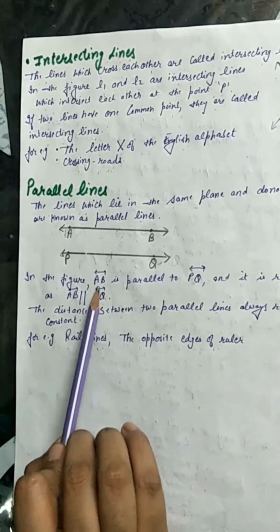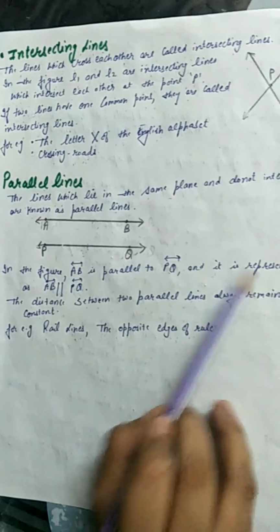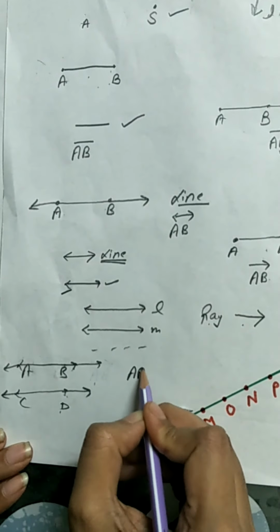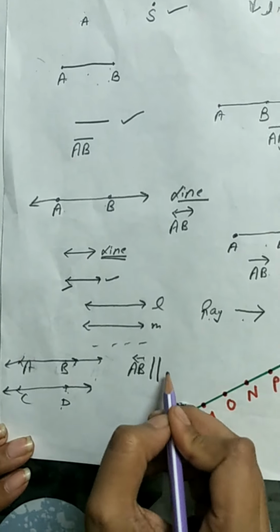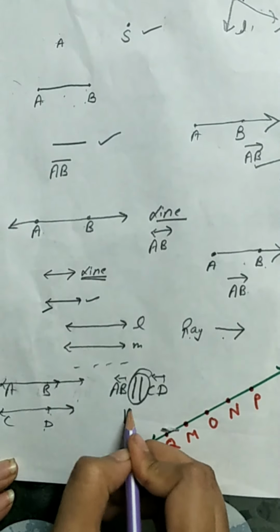In the figure, line AB is parallel to line PQ, and it is represented as line AB is parallel to PQ. Students, how will we represent it? Like this: line AB is parallel to line CD. This is the symbol of parallel.